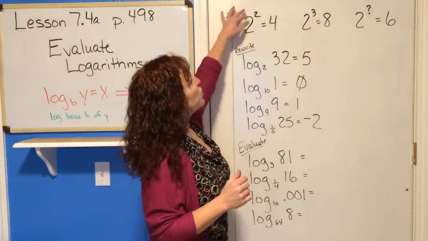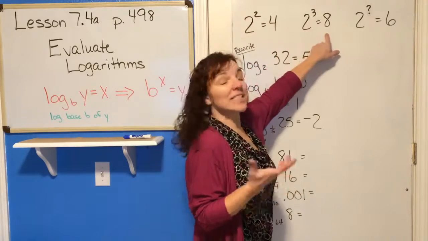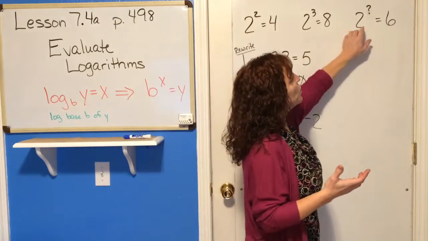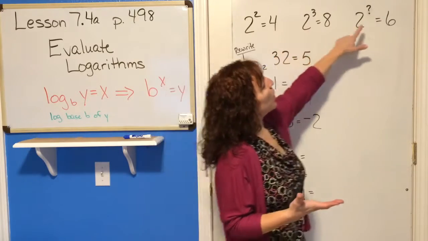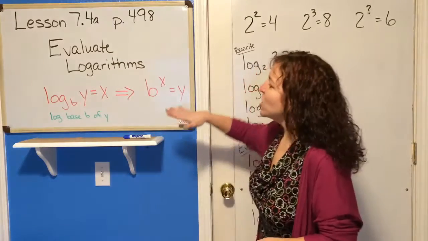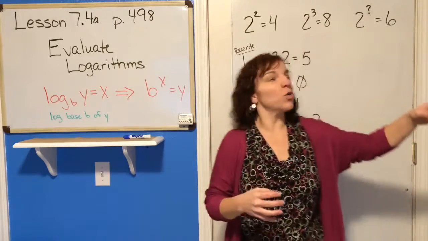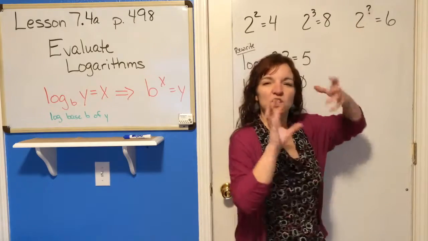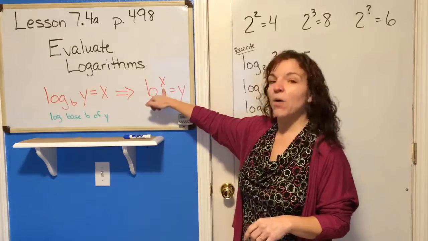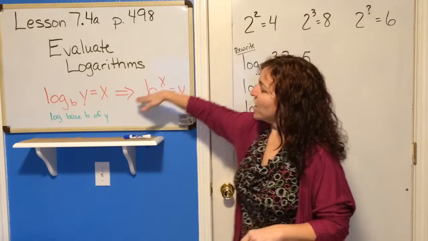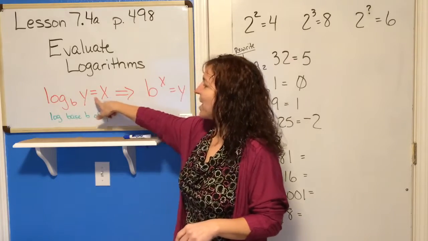We know that 2 squared is 4, and we know that 2 to the third power is 8. But 2 to what power is 6? So what we can do is this. A logarithm helps us to solve those exponents that aren't easily solvable. So b to the x power equals y. Backwards is the log base b of y equals x.